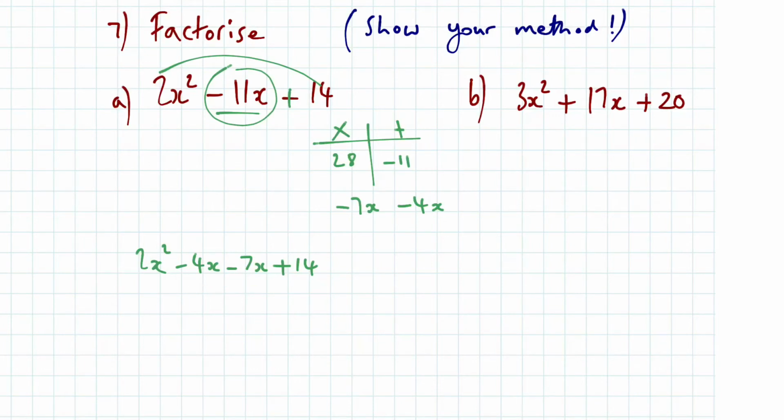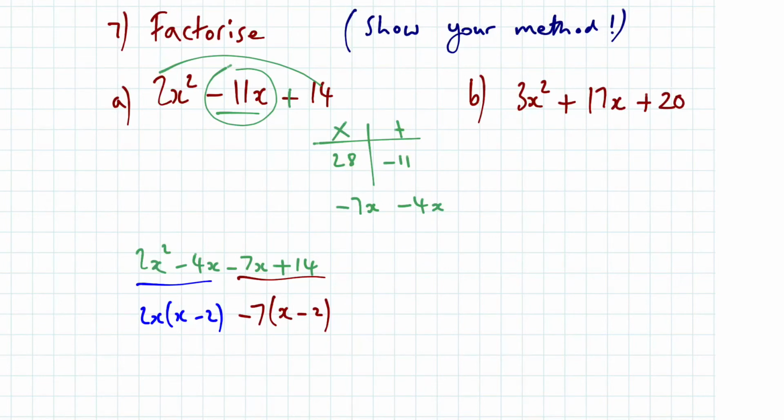Now let's factorise just this part here in blue: 2x brackets x minus 2. I'm going to factorise just that bit there in red. My bracket should be the same at the end, so that should be that. Now the only way for that to happen is if you've got minus 7 there.